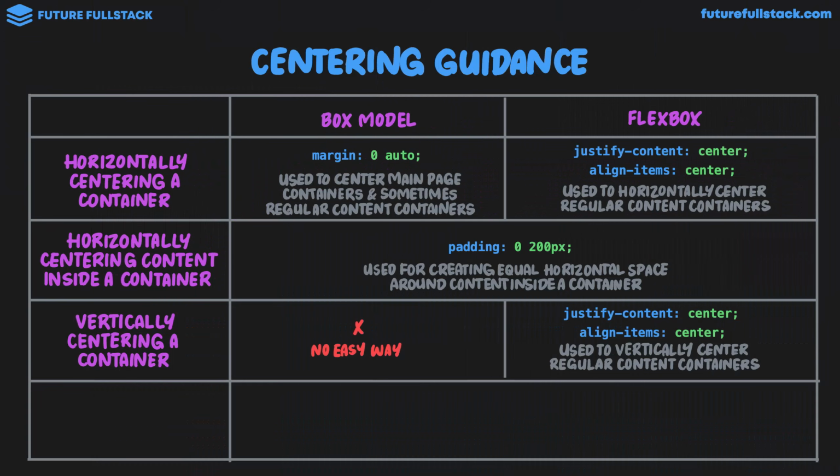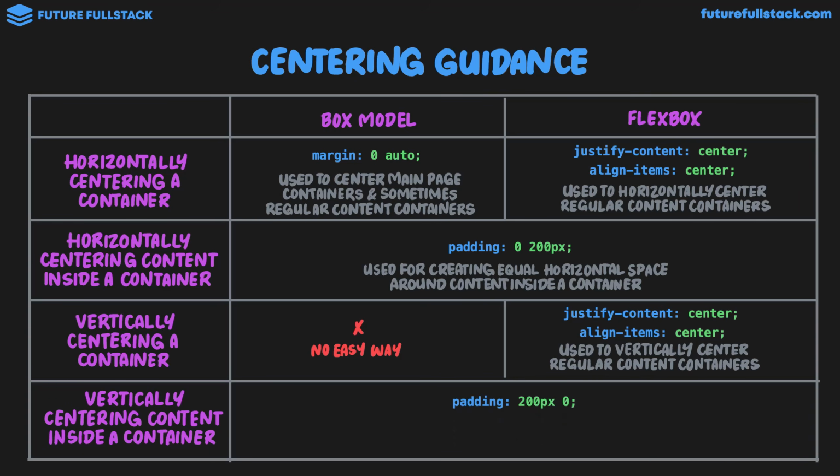So let's now look at the last case, which is vertically centering content inside a container. For both box model and Flexbox, we use the padding property, where we would set a value like 200 pixels top and bottom, and 0 left and right. This is used for creating equal vertical space around content inside a container. Now, just like horizontally centering content inside a container, we are once again adding internal space to give the illusion that the content has been centered.